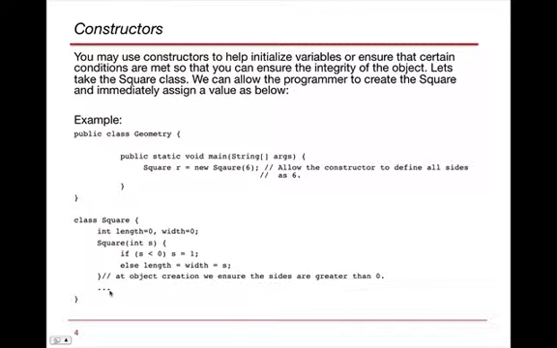And I can have any number of other constructors. If I were to do Square r2 equals new Square with no arguments, it would not find that constructor, and therefore it would fail at compile time because no constructor with no arguments has been provided.